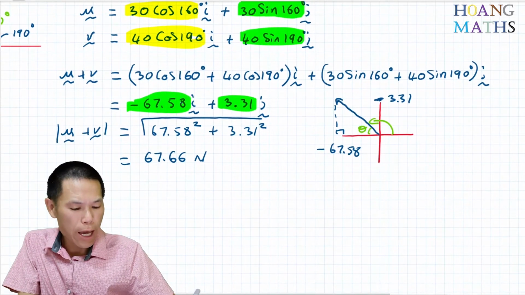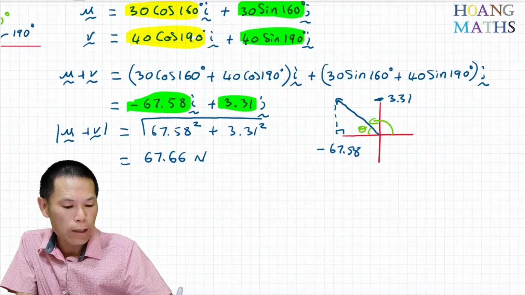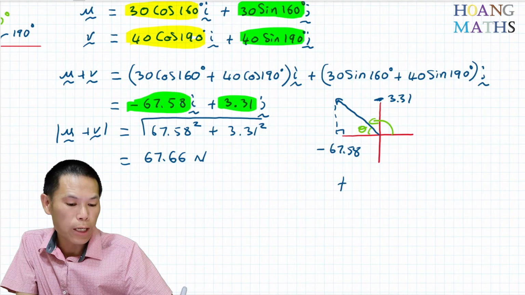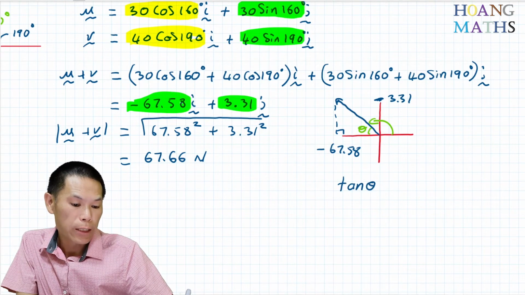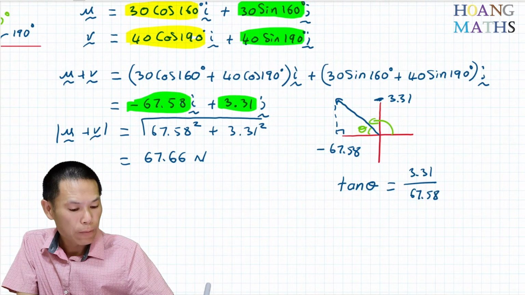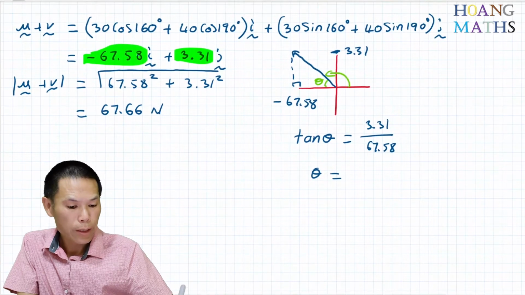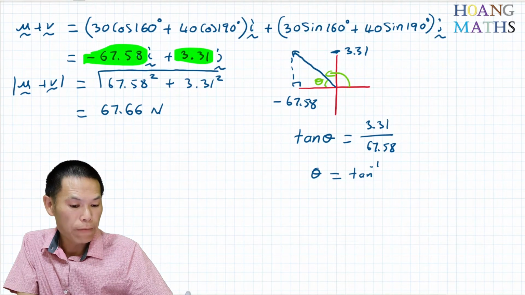To work that out, we have opposite and adjacent. So I just work out the reference angle, and of course I ignore the sign. That gives me opposite, which is 3.31 over 67.58. So theta is equal to tan inverse of 3.31 over 67.58.